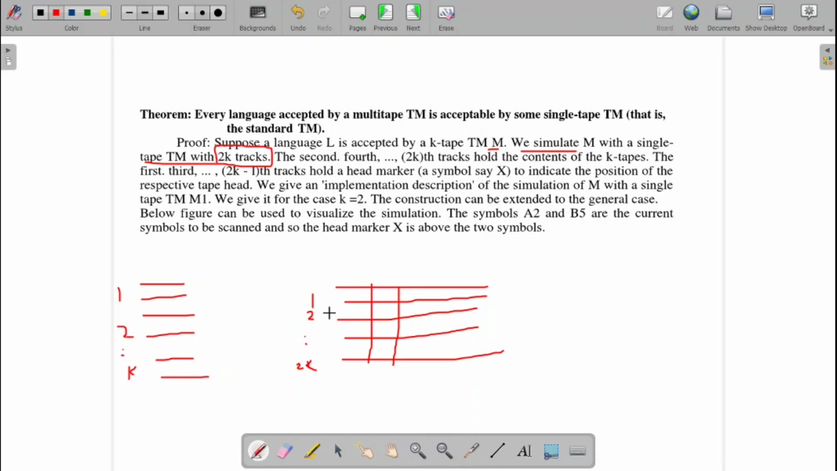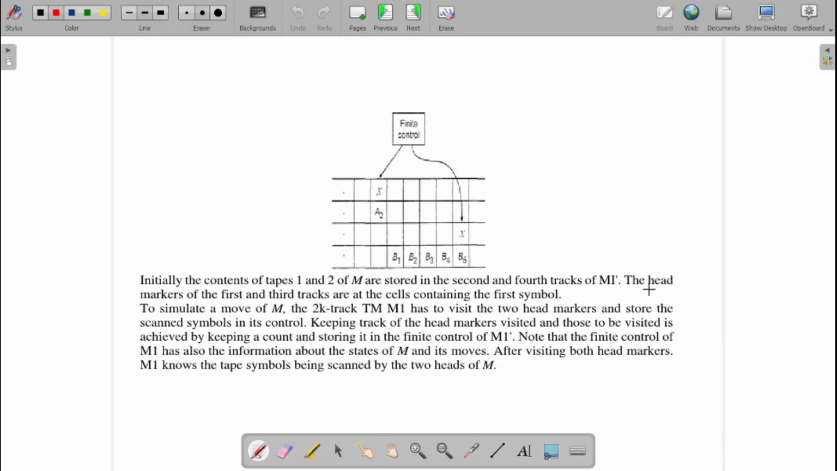Then we give the implementation description of the simulation of M with a single tape Turing machine. We give it for the case of K equal to 2, that is, two tapes. The construction can be extended to the general case. In the figure on the next slide, which visualizes the simulation, you can observe carefully. It is the multi-track, not the tape: we are creating an equivalent multi-track machine for the multi-tape.